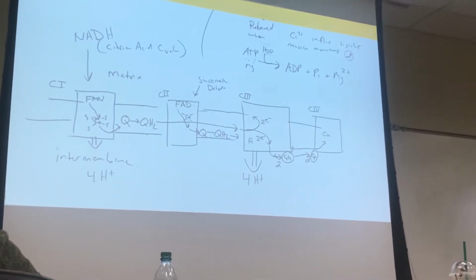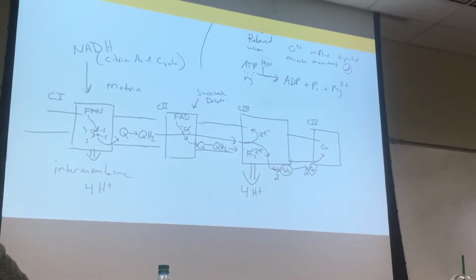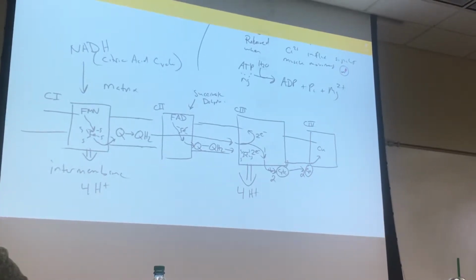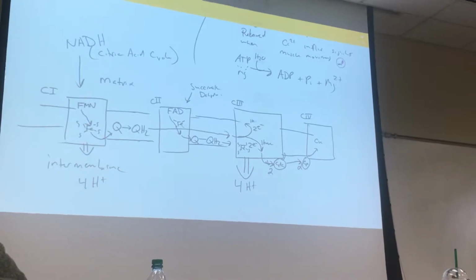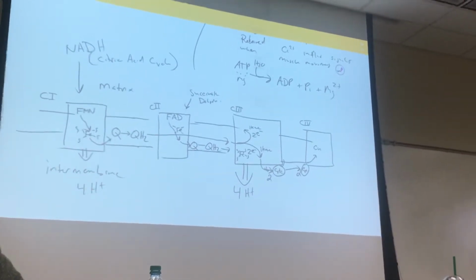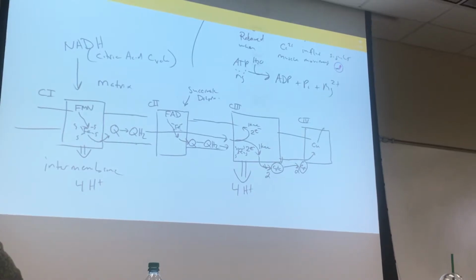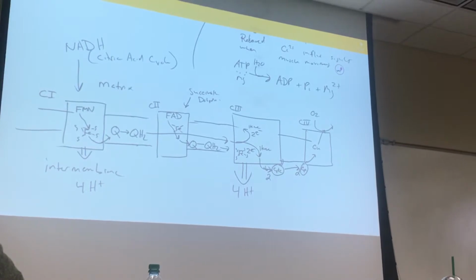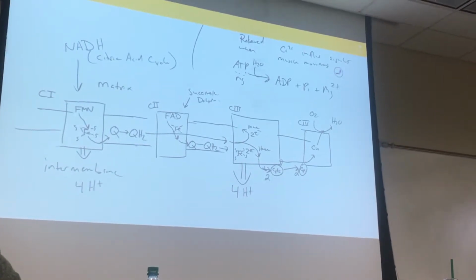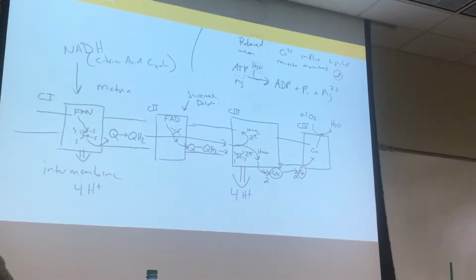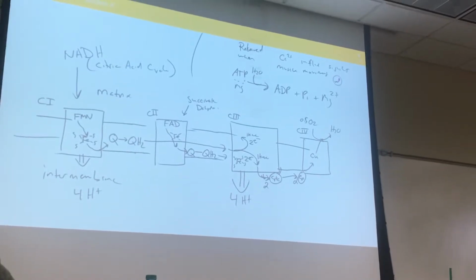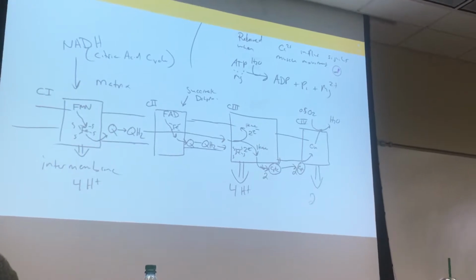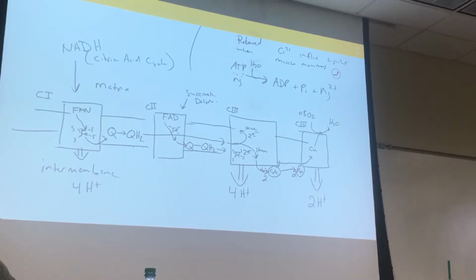Now here we have iron sulfurs, and we also have hemes. The top one has hemes, okay? We pass it through here. Ultimately, our final electron acceptor is, just to make the stoichiometry right, half a molecule O2, and we pump 2 protons. Y'all can do that, that's basically the electron transport chain in a nutshell.